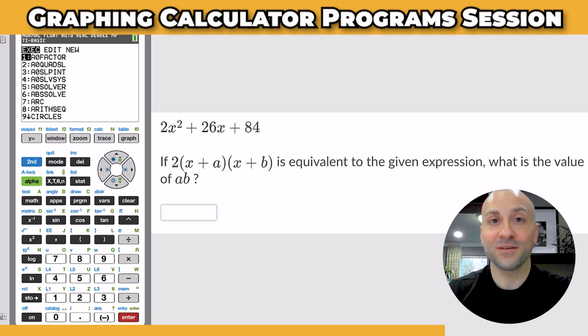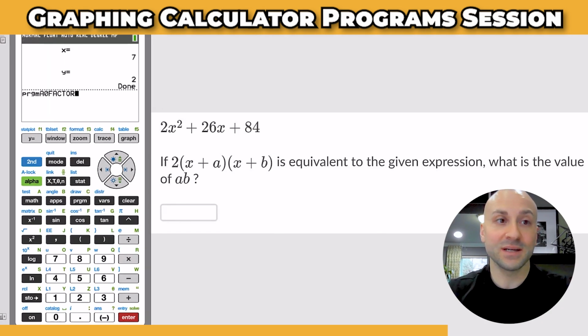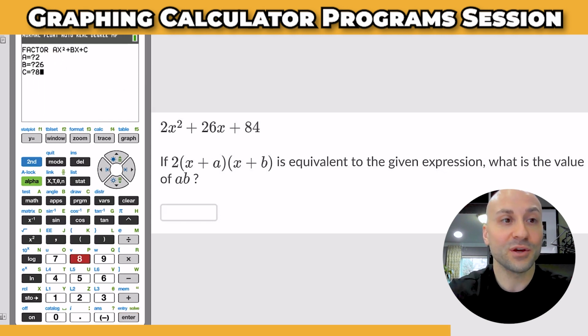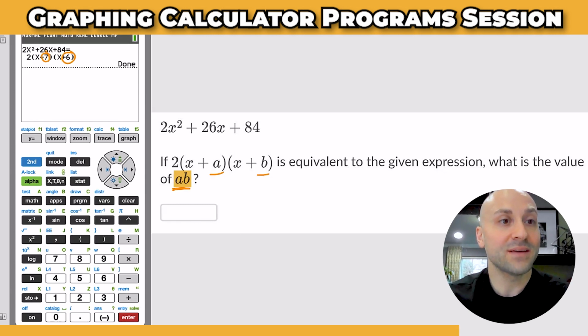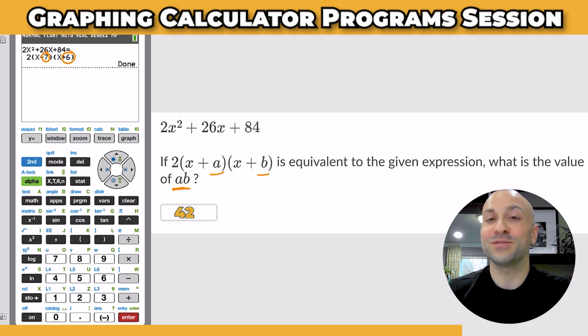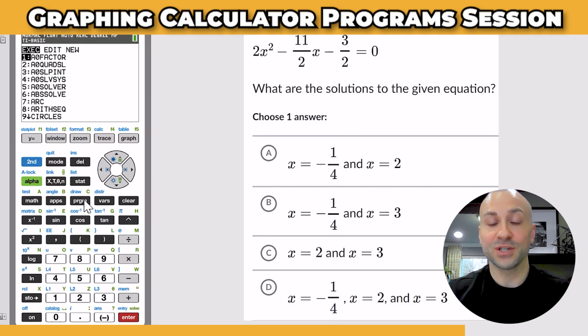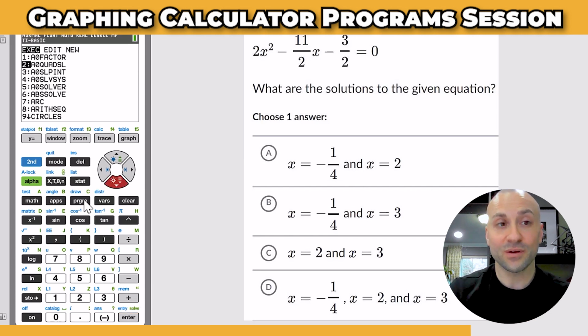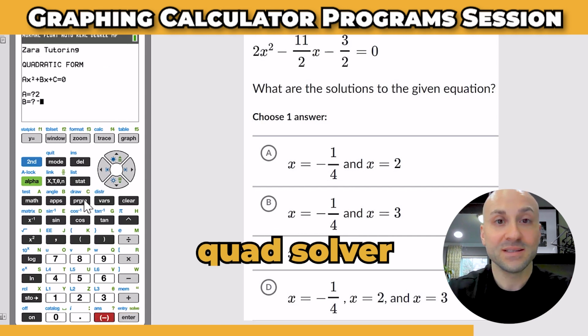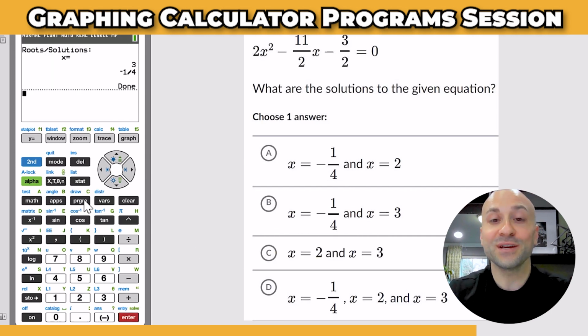In this quadratic function, I want to go ahead and just factor it because it's an expression. So we'll type in the coefficients, and we get our factored form, but they want the product of A and B, which are 7 and 6, the product of which is 42. For this quadratic function, instead of it being an expression, it's actually an equation that we're going to solve using a quad solver, typing in the coefficients and giving us our 2 answers, making the correct answer B.